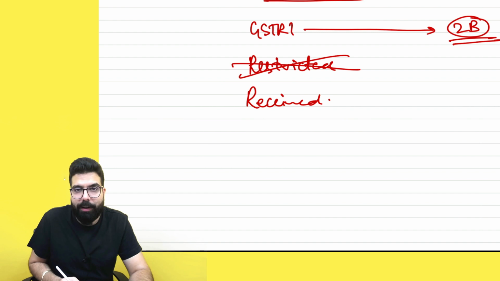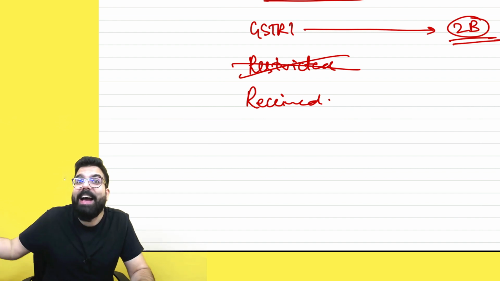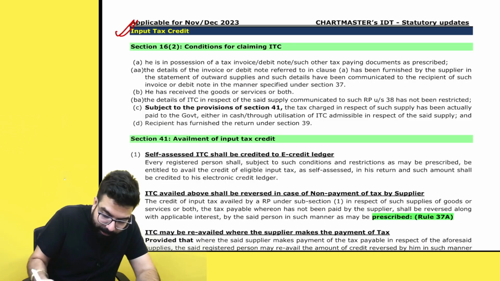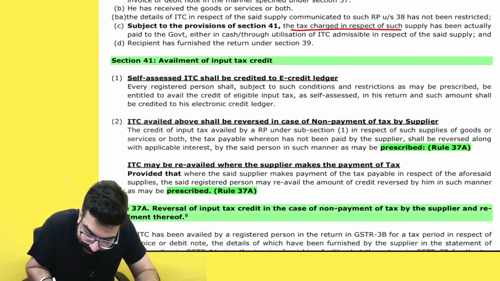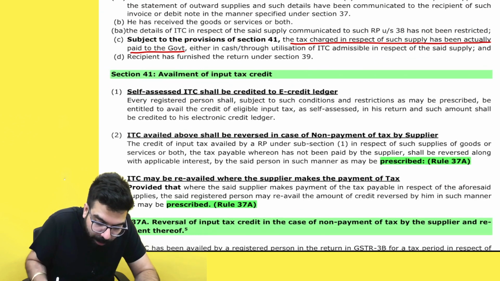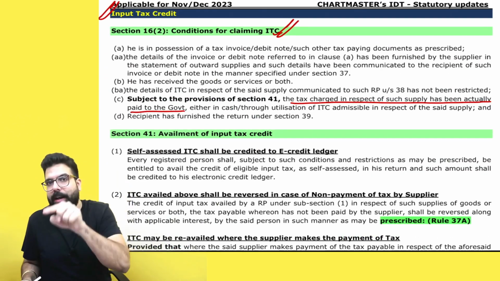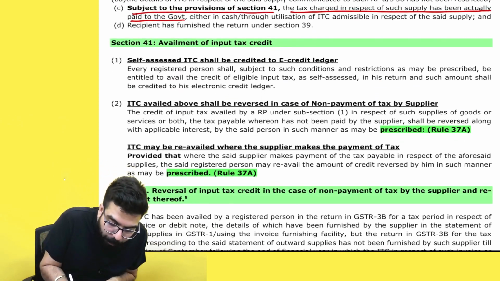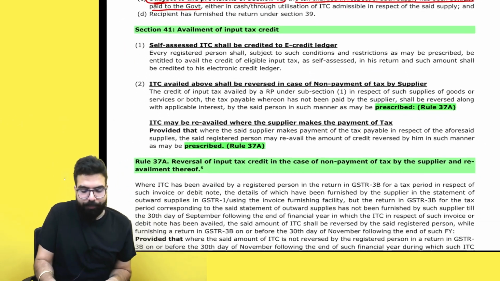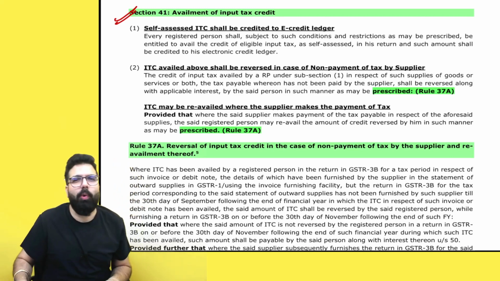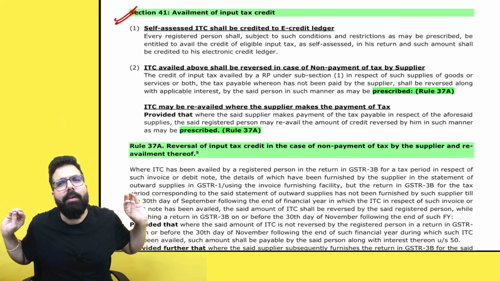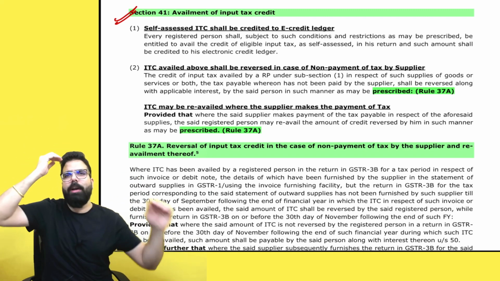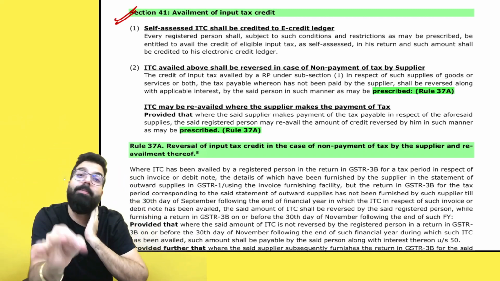The next condition was that tax should be paid by the supplier to the government. The tax charged in respect of the supply has actually been paid to the government. Only then can you claim the credit. But here, one point said subject to the provisions of section number 41. Section 41 says that tax should be paid to the government, only then can you take the credit. But that was subject to section 41.